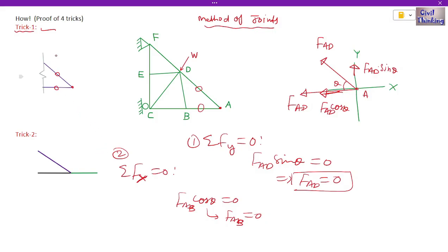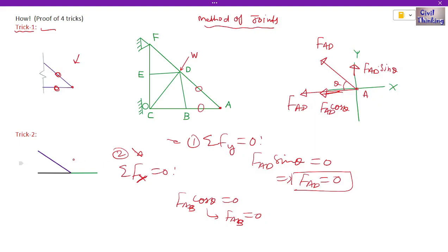Whenever we see this pattern, we will not apply these equations. Why do we learn these tricks? To save our time. If we apply these equations, they will consume a lot of time and energy. So we will simply apply the trick when we see this pattern. When we recognize this pattern at any joint of a truss, we will very fast mark both the members as zero force members, without applying these equations and wasting our time.